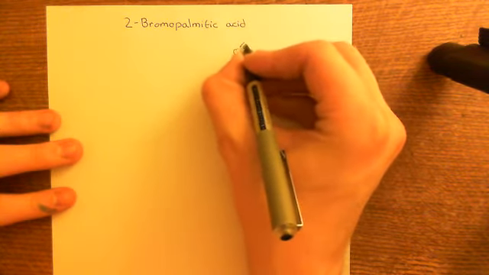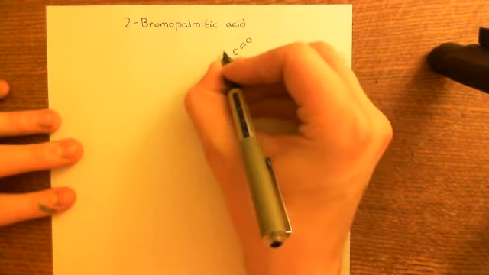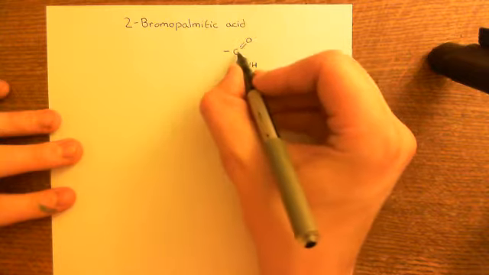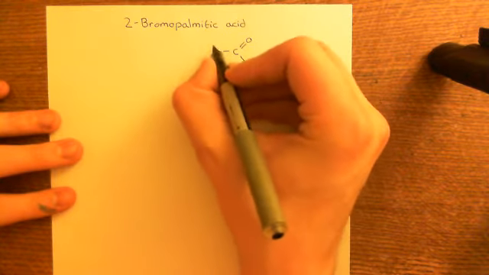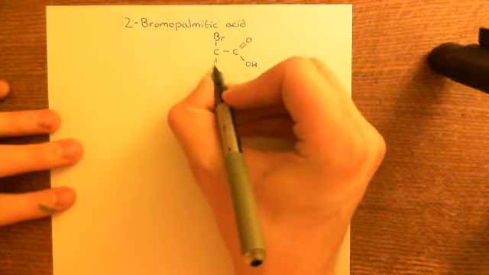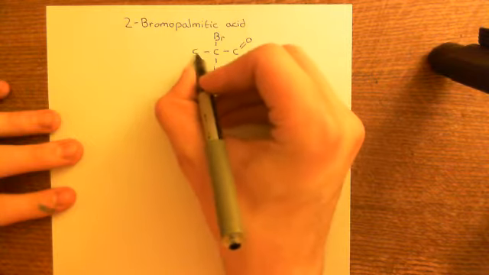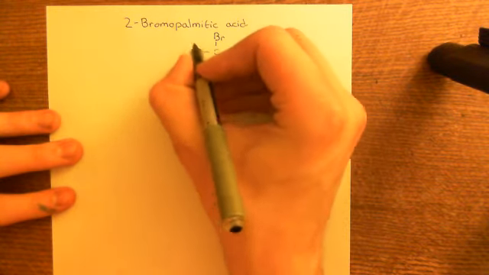Okay, so let's go again. So remember, palmitic acid is a 16 carbon fully saturated carboxylic acid. Here's carbon 1, here's carbon 2. We now need a bromine atom coming off carbon 2 and also a hydrogen. And now we need the other 14 carbons. So 13 of these are going to be a methylene group.